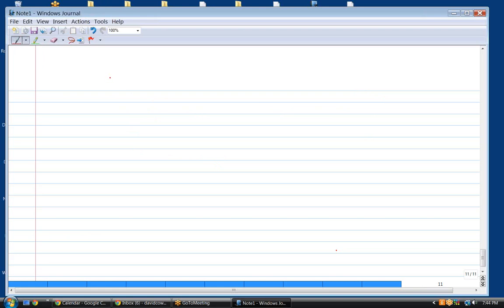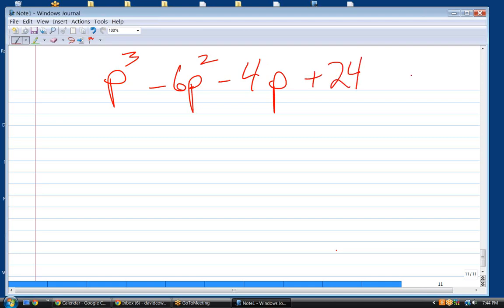Okay, this is p cubed minus 6p squared minus 4p plus 24 equals 0. Okay. Is there a greatest common factor? Yes, there is. It would be p. Yeah. I can't divide 24 by p. Oh, no, it's not. We have to group it, right?